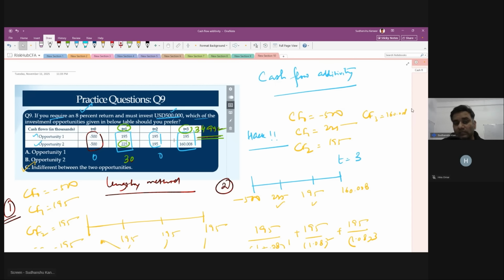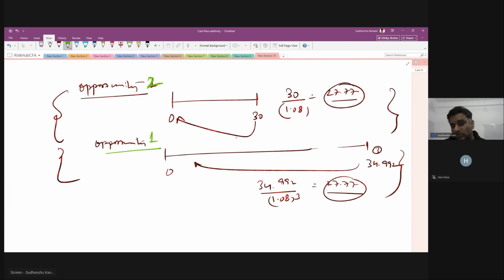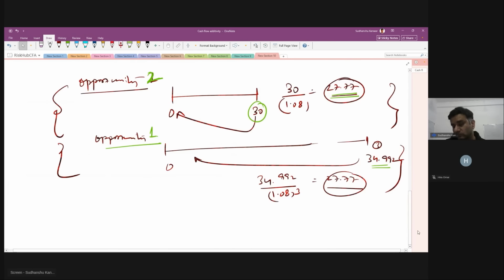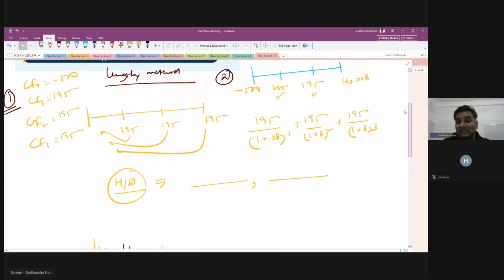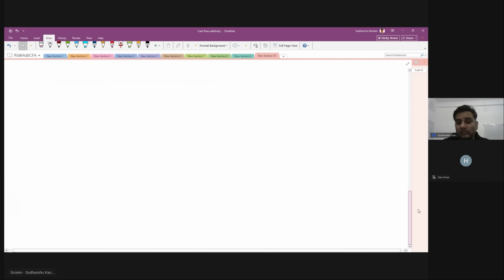I'm saying that okay, the rest is all equal. If I have to do a comparative analysis, here $30 is higher in opportunity 2, right? So the value comes out at 27.7. In opportunity 1, the last one is better, 34.992, right? That is better. So that is the advantage, and that's why I get it, right? So it will not be cancelled because the time periods are different. One is T1, one is T3, right? When time periods are not the same, it will never be cancelled. Okay, that's the whole idea of the time value of money study.